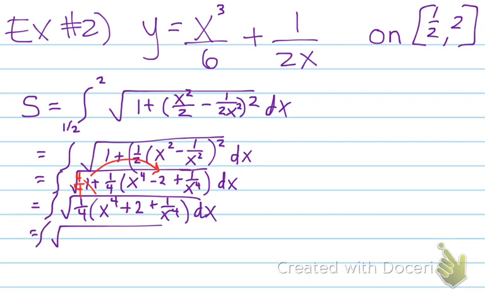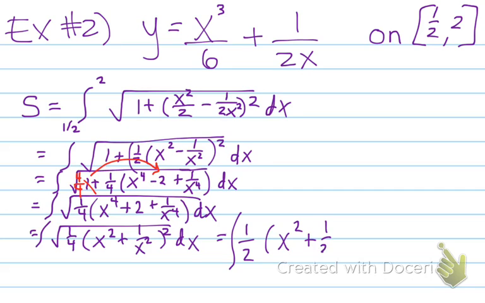This square root simplifies a little bit. I get 1/4. Then this is a perfect square. It's actually x squared plus 1 over x squared. And this is now a perfect square. So the square root of 1/4 times x squared plus 1 over x squared to the second power is 1/2. Still looking at the integral, by the way. 1/2 times x squared plus 1 over x squared dx. And now this should be fairly simple to integrate.